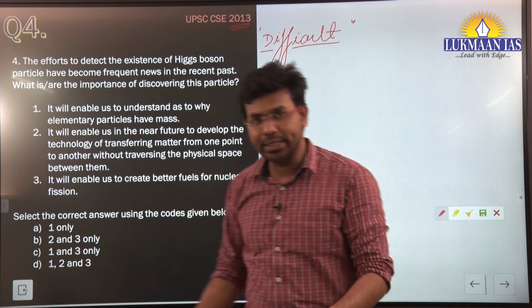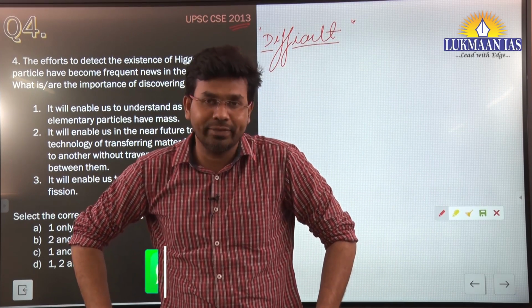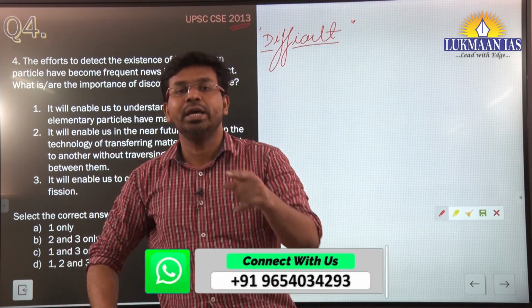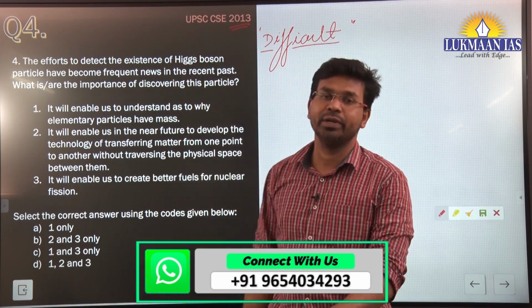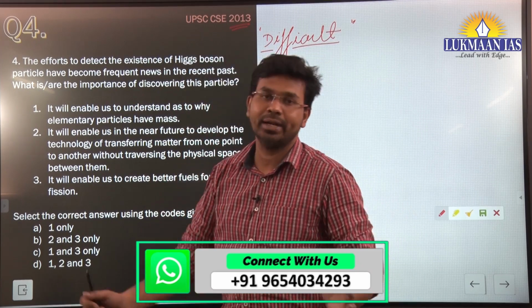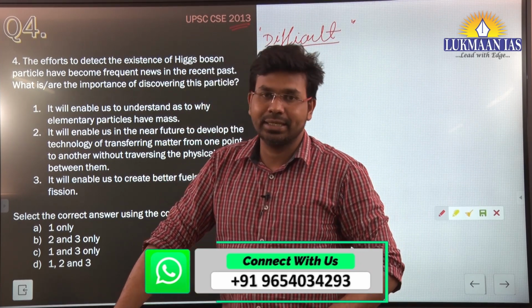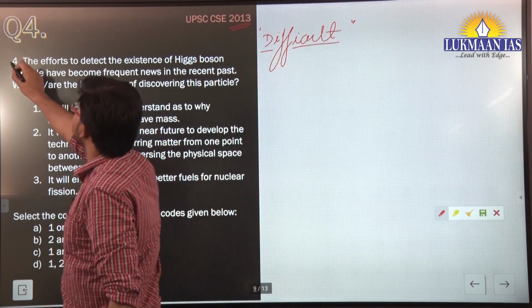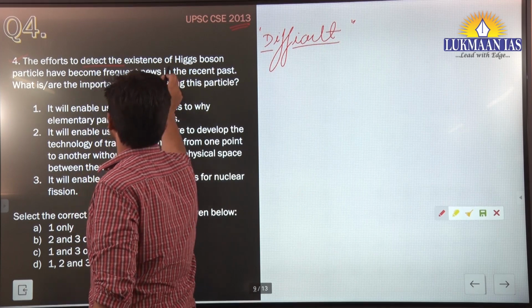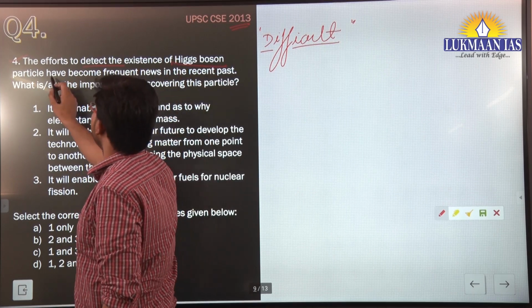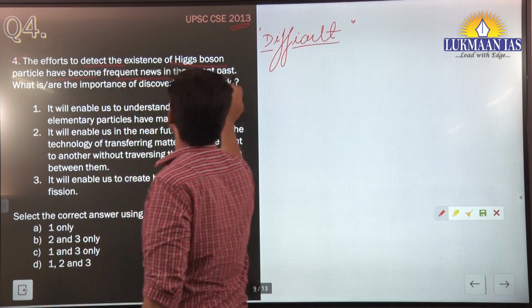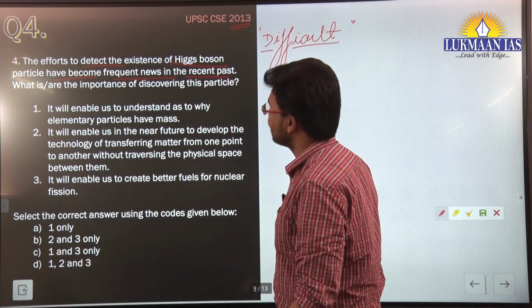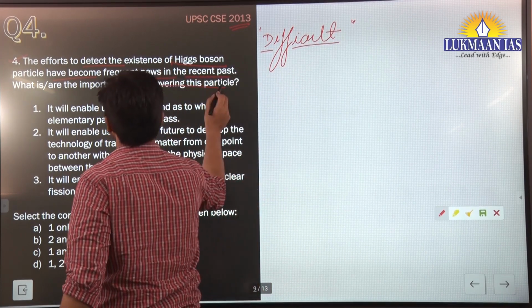If you read newspaper, if you follow the developments in science and technology, you will be able to answer this question, even whether you have read science in your graduation or not. So let us see. It says the efforts to detect the existence of Higgs boson particle have become frequent news in the recent past. What is or are the importance of discovering this particle?